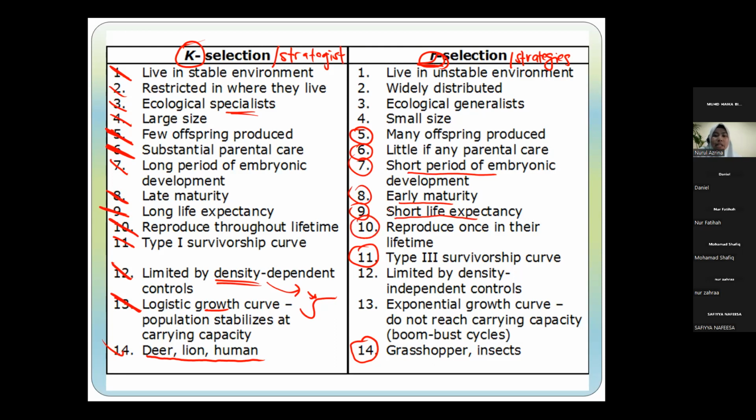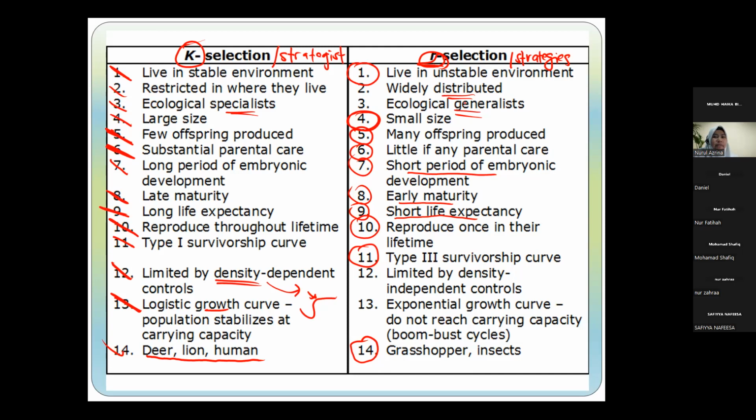Most of the insects, example here. Okay, right. So the grasshopper insects are small in size. Size diorang sendiri pun kecil. So they are living in unstable environment and widely distributed. So dia sana sikit, sini sikit, sini sikit, sini sikit. So they are known as ecological generalists.